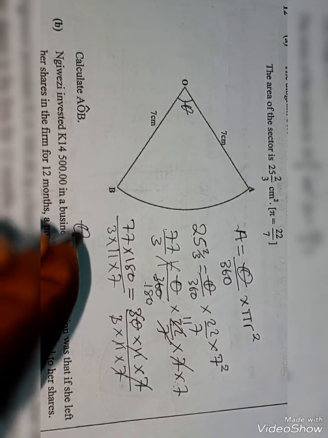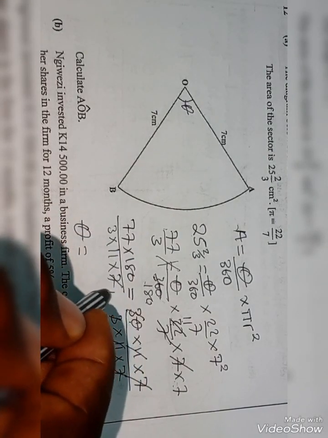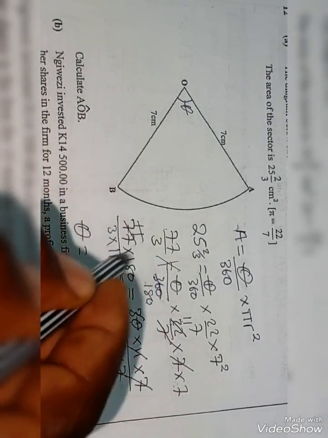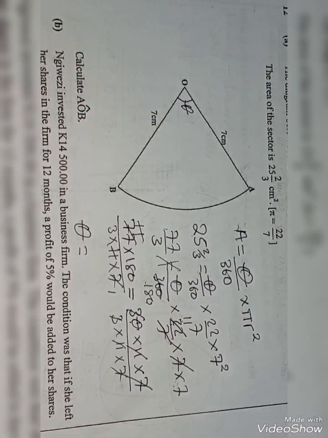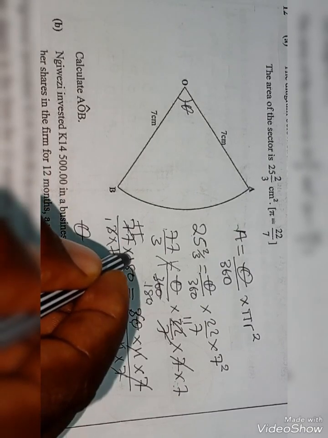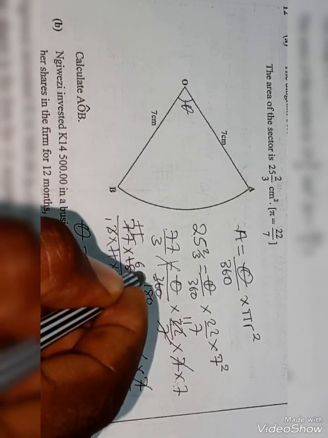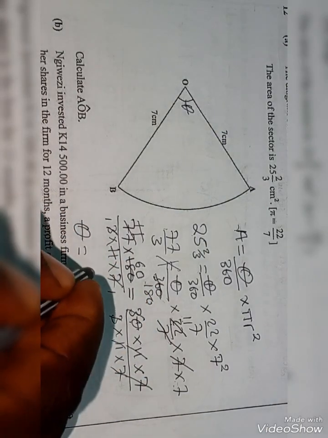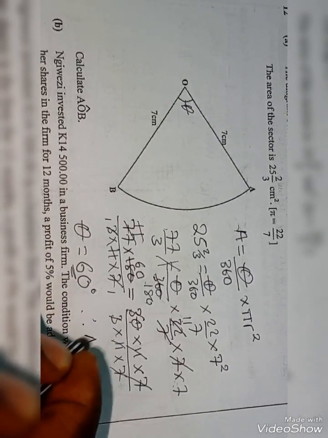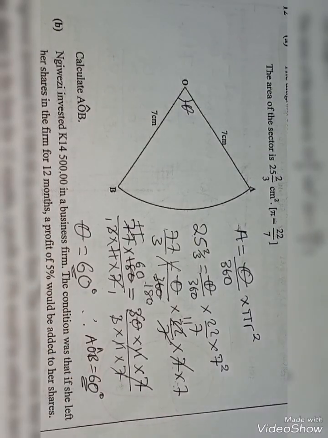Then I'll say theta equals, okay, 7 into 7, 1. 7 into 77, 11. 11 into 11, that is 1. Are you following? 3 into 3, it's 1. 3 into 180, that is 60. So my theta is 60 degrees. Therefore, angle AOB is 60 degrees.